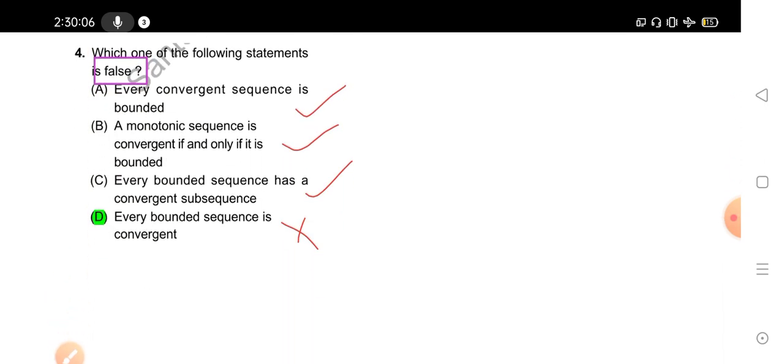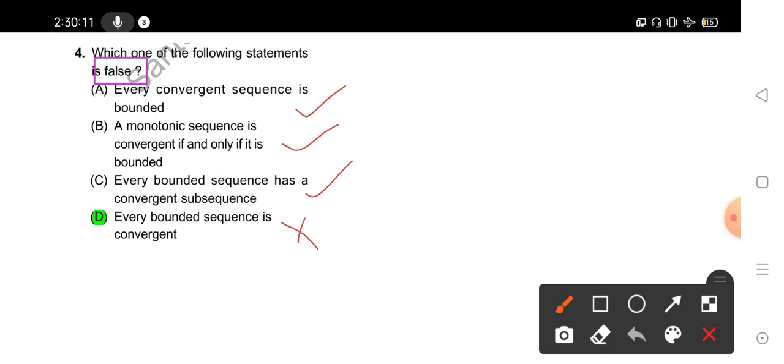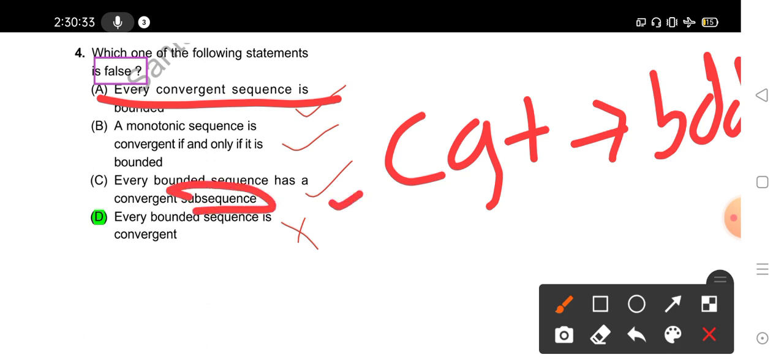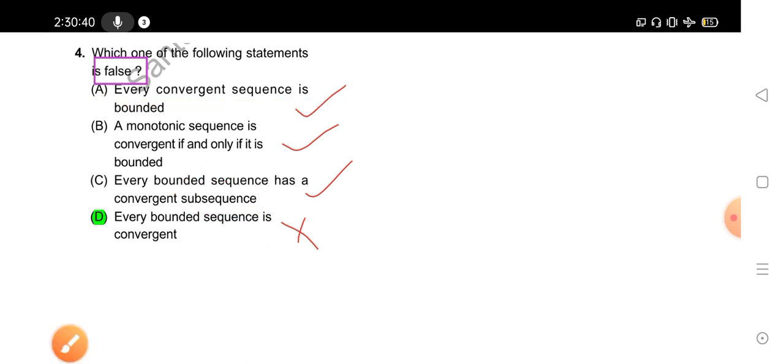Next question: which one of the following statements is false? Every convergent sequence is bounded. This is true. Every monotonic sequence is convergent if and only if it is bounded. This is also a direct result. Every bounded sequence has a convergent subsequence. This is also correct. The converse, that every bounded sequence is convergent, is not true. So option D is the false statement.